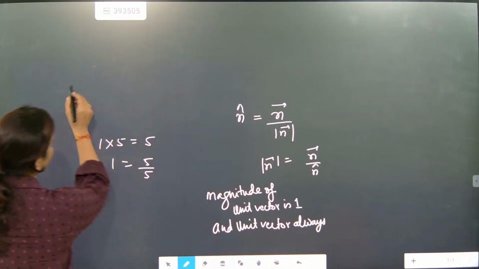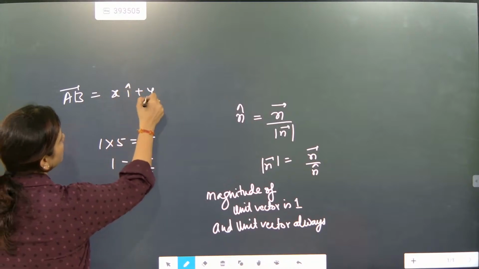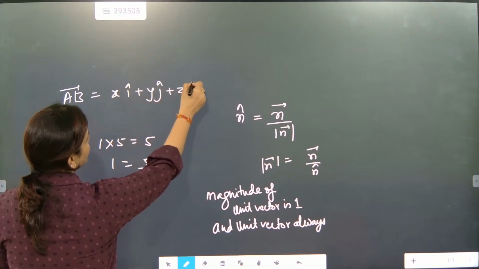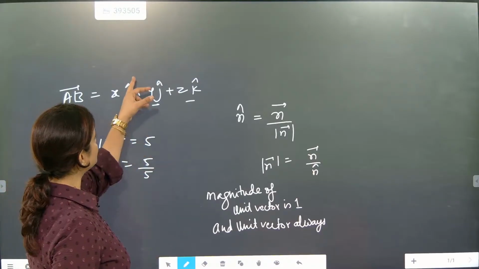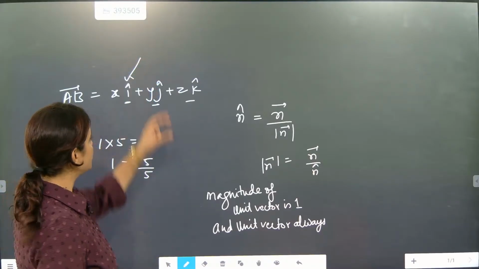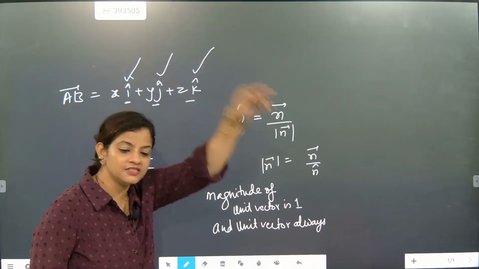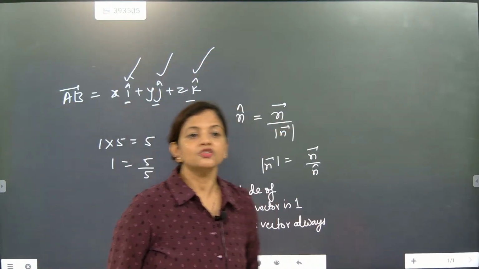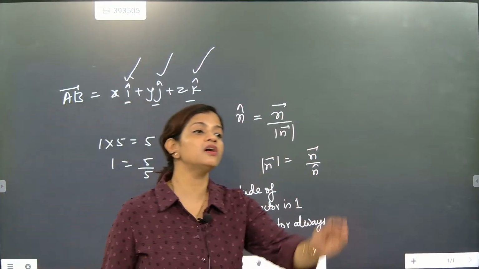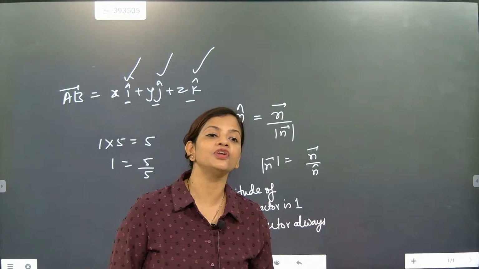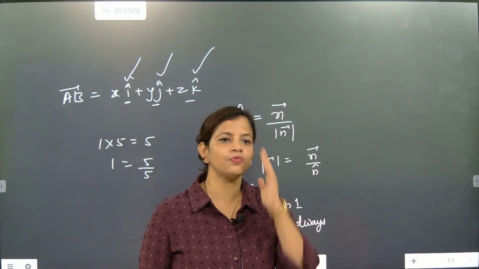Just one thing you see, if I am writing the AB vector is equal to xi plus yj plus zk, what are these? These are exactly considered as unit vectors. So this is the unit vector along the x-axis, this is the unit vector along the y-axis, and this is the unit vector along the z-axis. Is it crystal clear now? Understood. So beta, unit vectors are only put into a vector to give a direction. And what is the magnitude of a unit vector? 1.